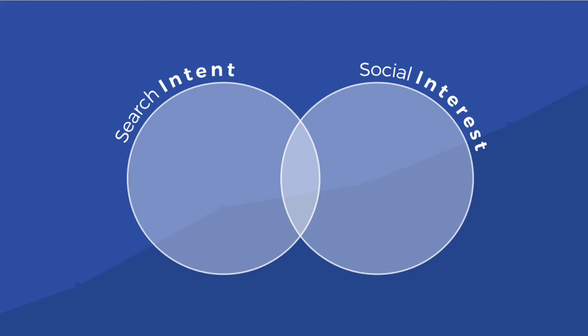So what does content optimization look like? Let's go back to a previous topic I've spoken about, which is search intent and social interest. Together with the performance formula, clickability times shareability times distribution, we need to understand why we need to optimize and what we need to optimize for.